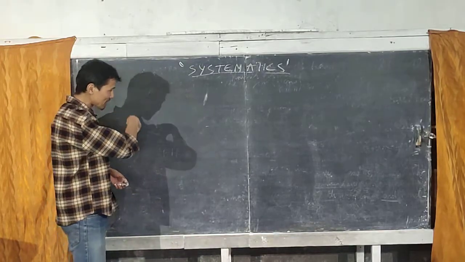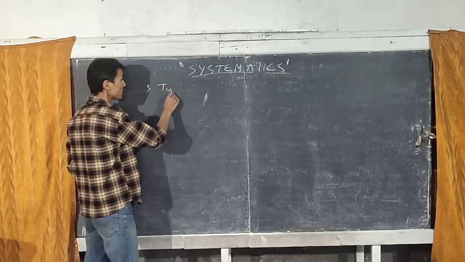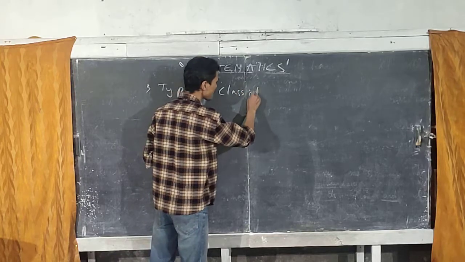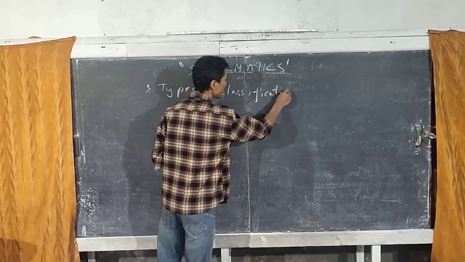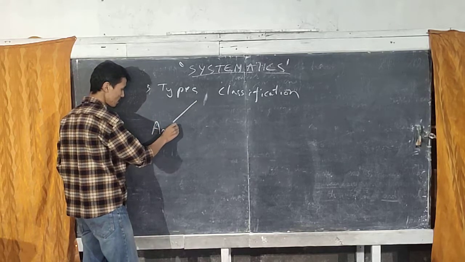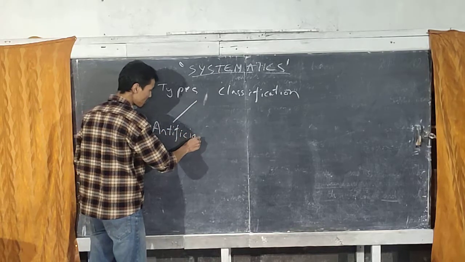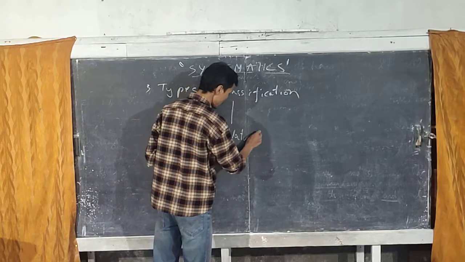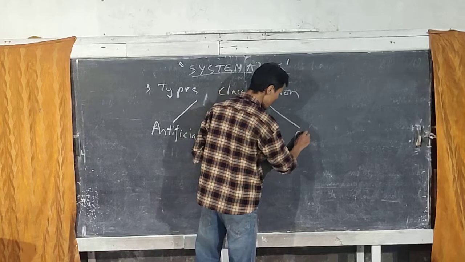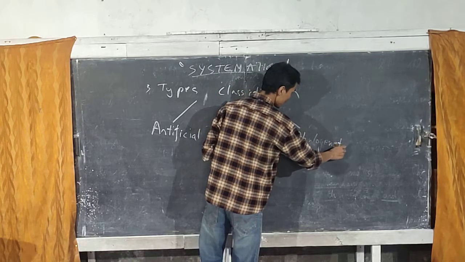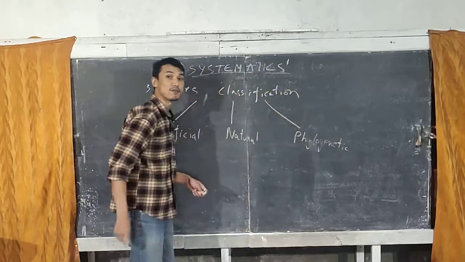Generally when we classify, there are three types of classification. The first one is artificial, the second one is natural, and the third one is phylogenetic classification.